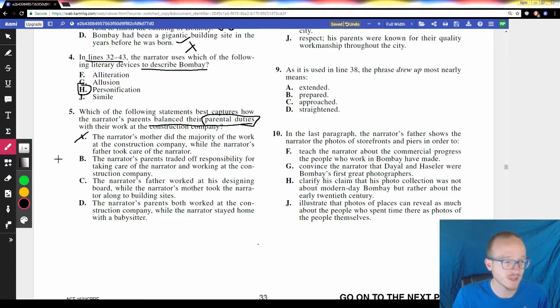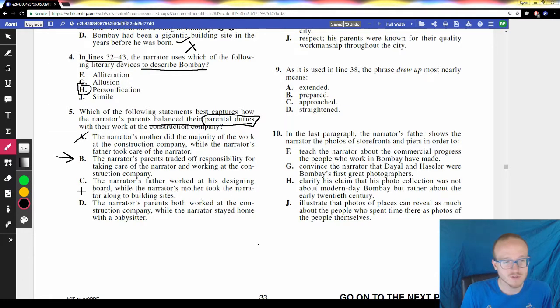Traded off responsibility for taking care of the narrator, working at the construction company. This is good, but let's just see the other ones, right? Narrator's father worked at his designing board, while the narrator's mother took the narrator along to building sites. So actually, no, she hands him off before we go to building sites.